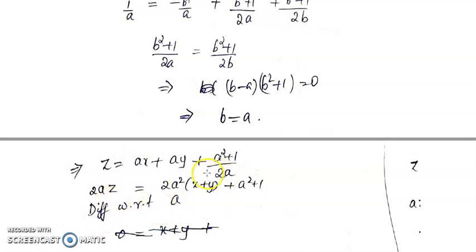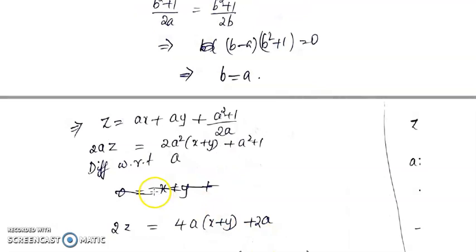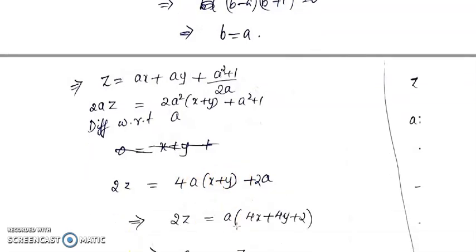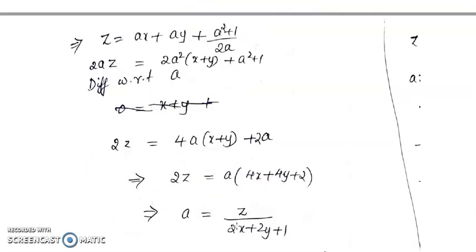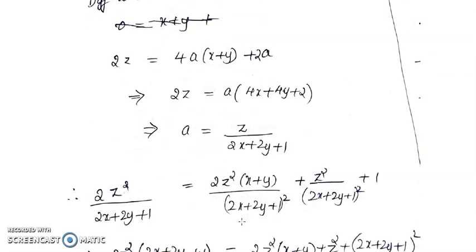Before differentiating with respect to a, I am simplifying here. 2az equal to 2a square x plus 2a square y plus a square plus 1. So on differentiating with respect to a, you will get 2z equal to 4a into x plus y plus 2a. So 2 will cancel off. So that will give a equal to z by 2x plus 2y plus 1.